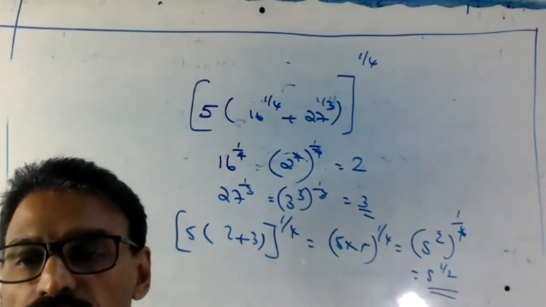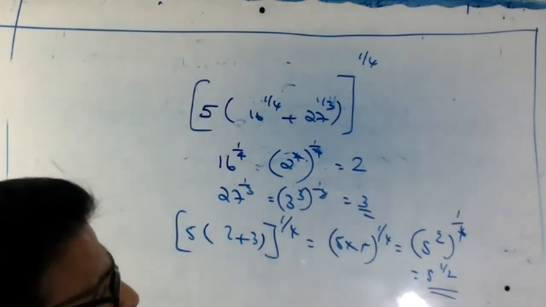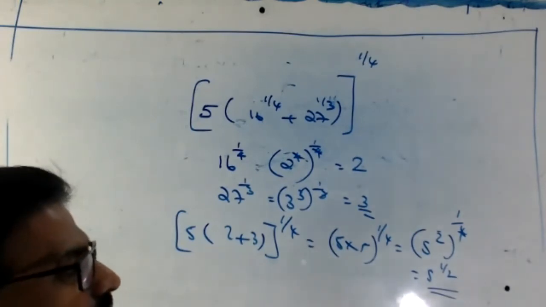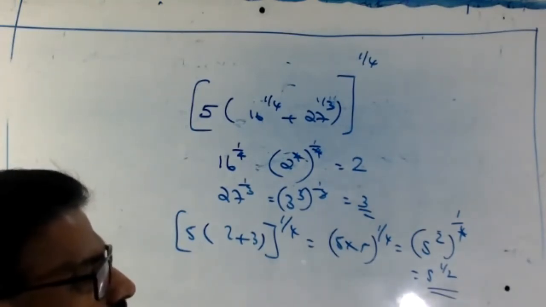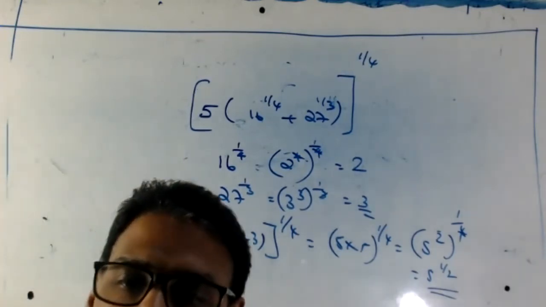4th root of 25. 4th root of 25 is what? Yeah, that's only 5 square now. That is only 5 square. Okay.